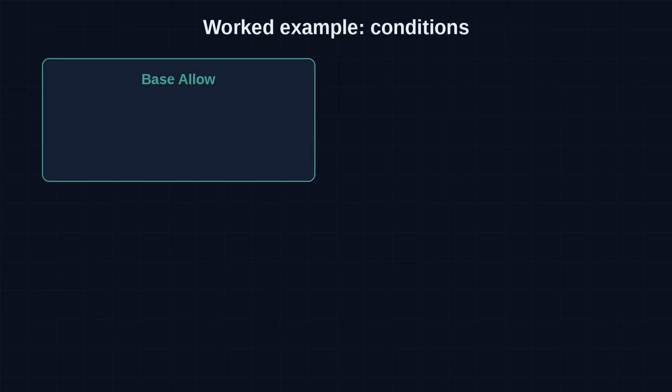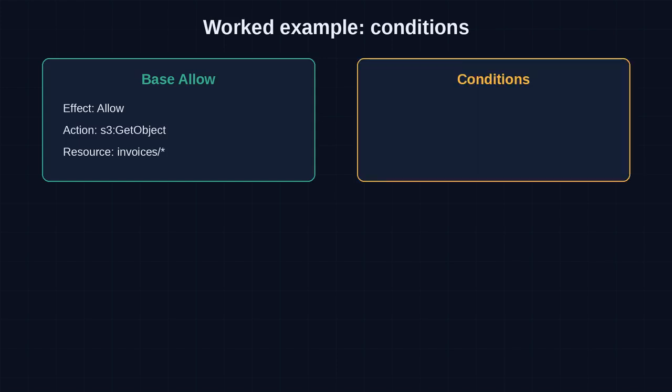Work a concrete request. Suppose a developer wants S3 get object on ARN AWS S3 invoices star. Their group policy allows get object on that prefix. Looks good, but wait. Add a condition. The request must come from the corporate IP range. Add another. Multi-factor authentication must be present in the session.